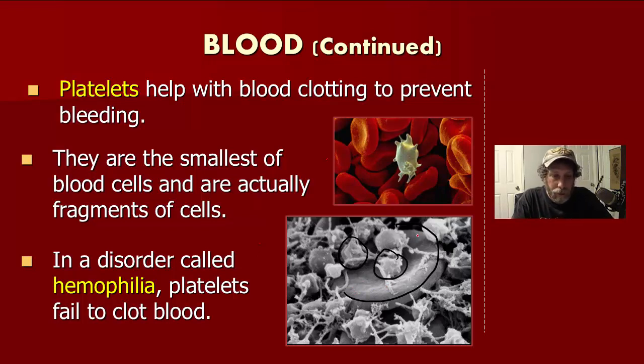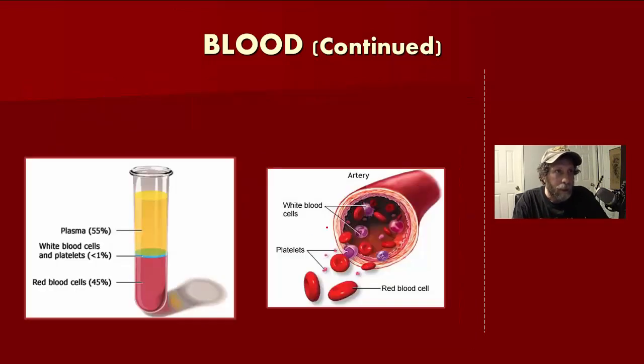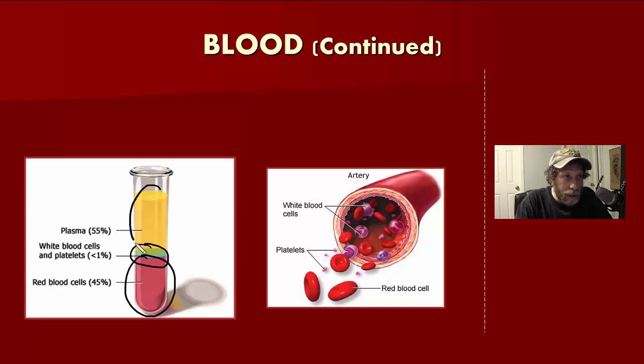Okay, so that's red blood cells, white blood cells, and platelets. We still need to talk about the liquid portion of the blood, and that is plasma. As you can see in this illustration of a test tube, there are a lot of red blood cells, maybe 45%. You don't have to draw these images. You're welcome to take extra notes if you like. Not very much white blood cells and platelets, as you can see, less than 1%. But a good amount of the blood is this yellowish liquid, which is called plasma.